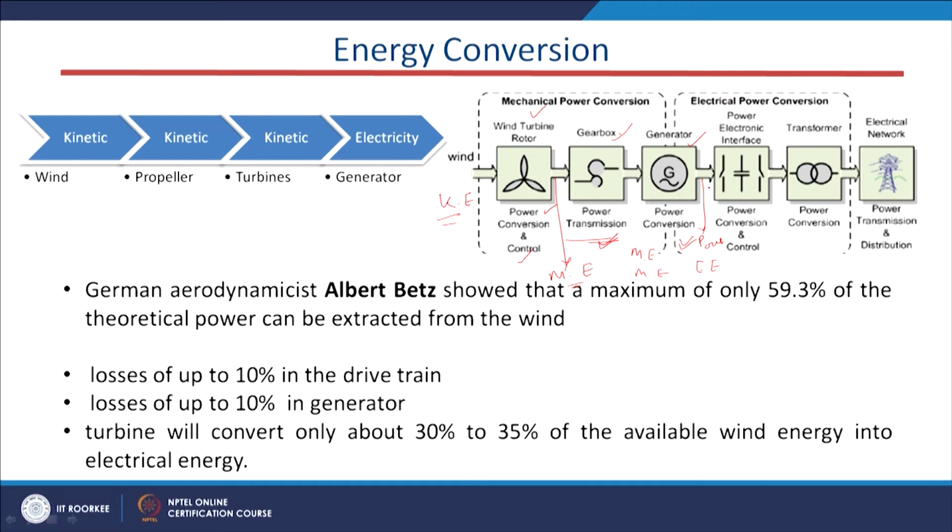Now, after this generator we have a power electronic interface, because in case of AC circuits we have different systems of frequency. Let us say the wind system has some frequency and our grid has a certain frequency. If we have an electronic interface, we can easily match the frequency of the grid with the frequency generated by the wind energy system. That is quite possible using electronic devices.